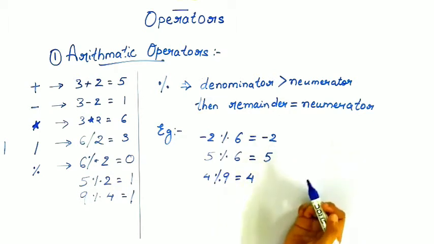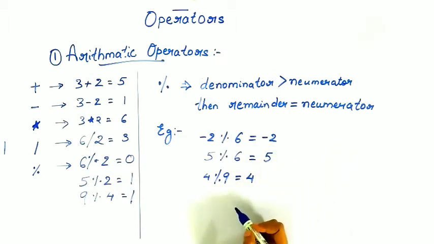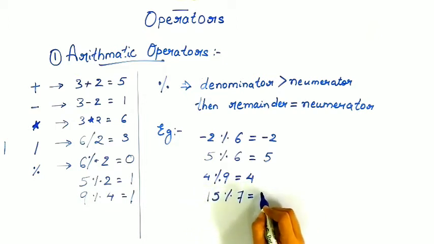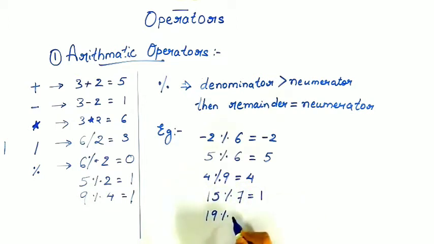When the numerator is greater than the denominator, we will get the remainder as per the division of the numbers. Like 15 modulo 7 will give us remainder 1, 19 modulo 7 will give us the remainder 5 and so on.